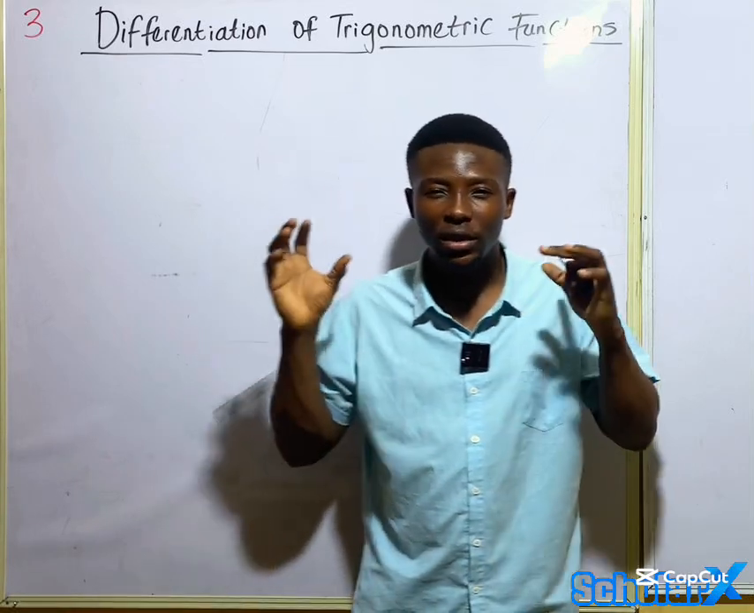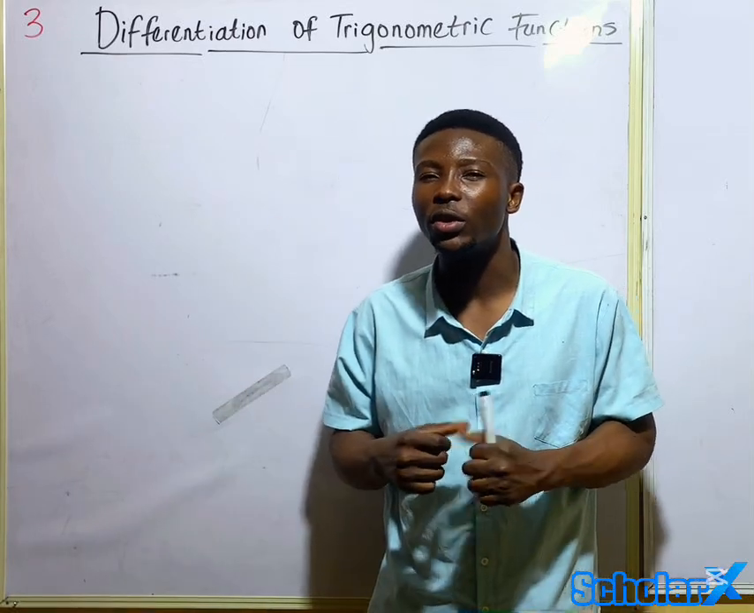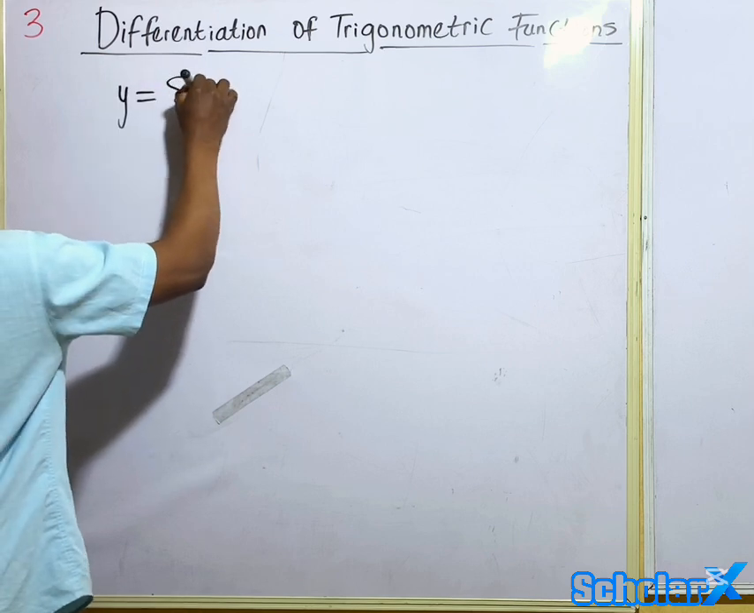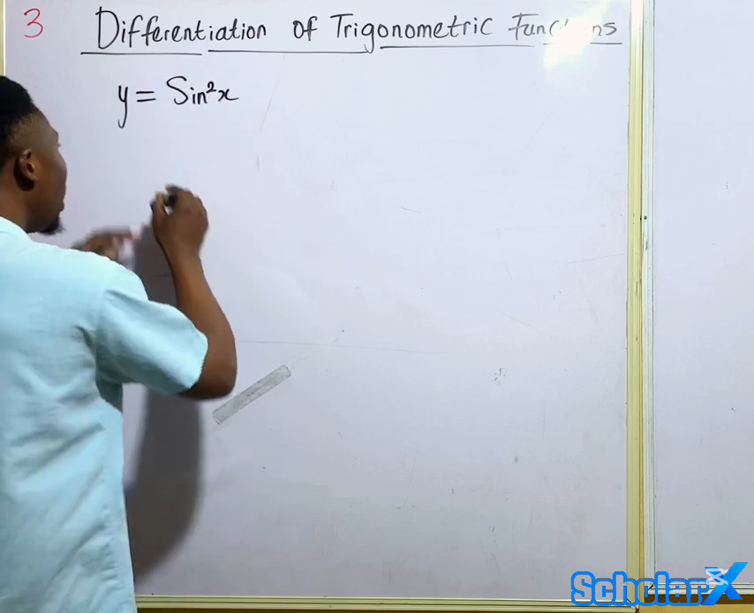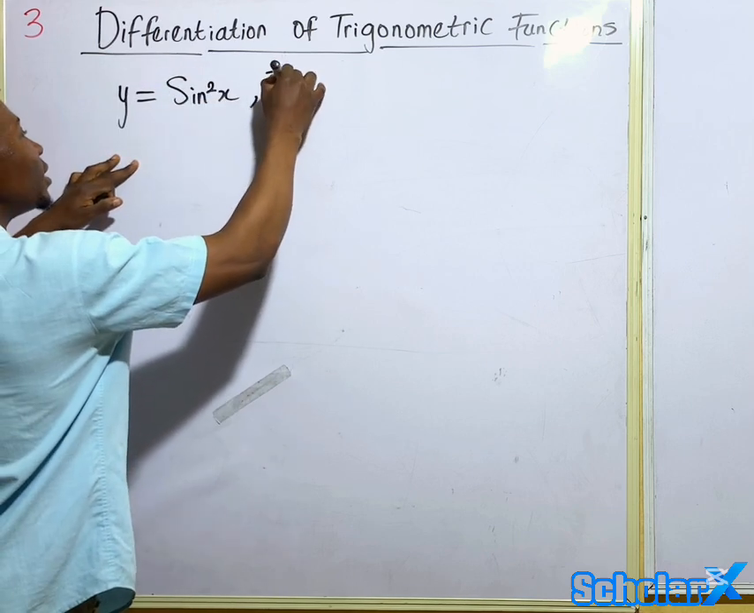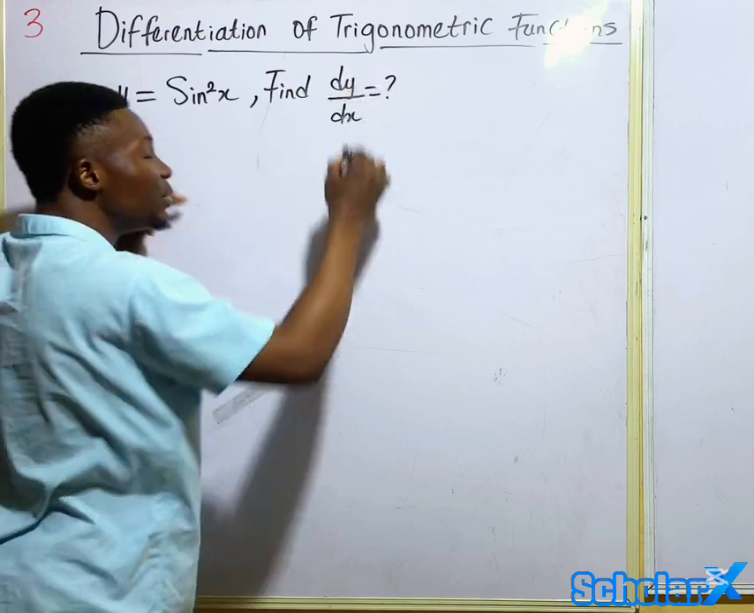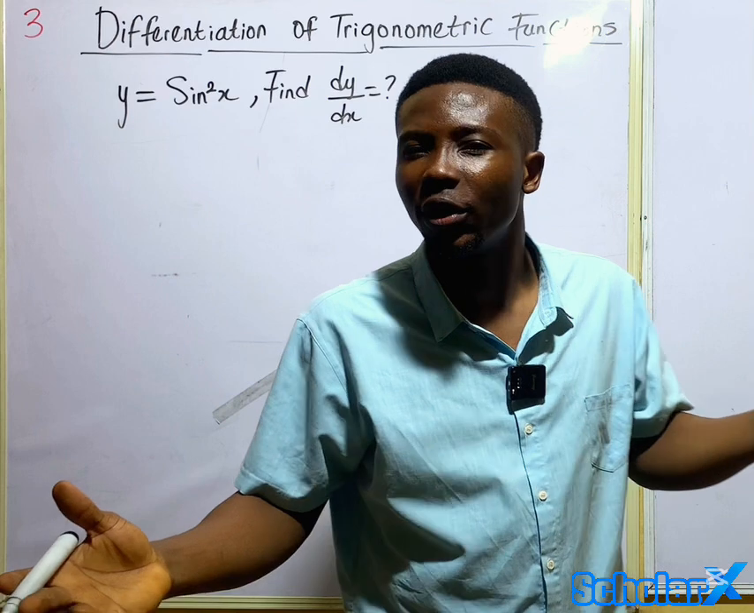We're still looking at differentiation of trigonometric functions. So let's say we're given a function y is equal to sine squared x, and we're asked to find dy/dx. That means we're asked to differentiate this. How do we differentiate this?